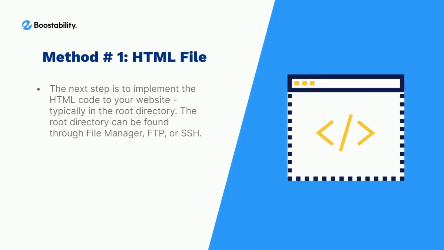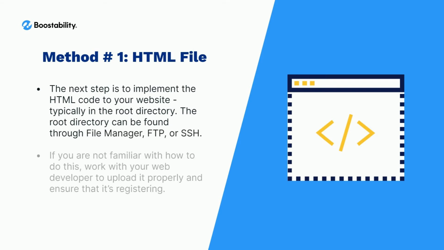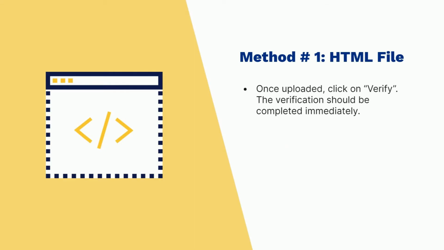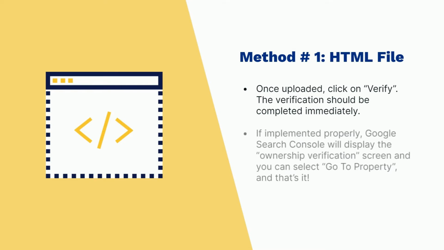The next step is to take the downloaded code and implement it to your website, typically in the root directory. The root directory can be found through File Manager, FTP, or SSH. If you are not familiar with how to do this, work with your web developer to upload it properly and ensure that it's registering. Once uploaded, click on Verify. The verification should be completed immediately. If implemented properly, Google Search Console will display the ownership verification screen and you can select Go to Property, and that's it.